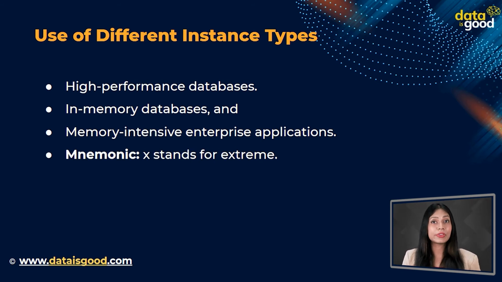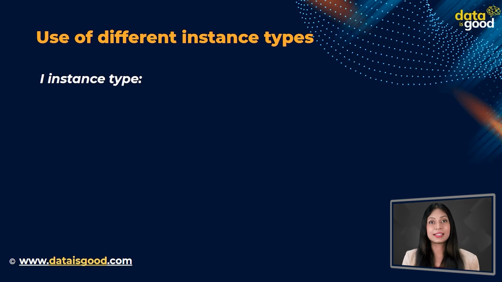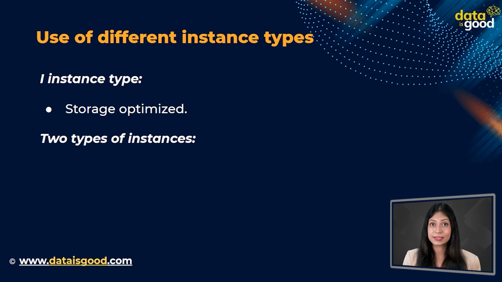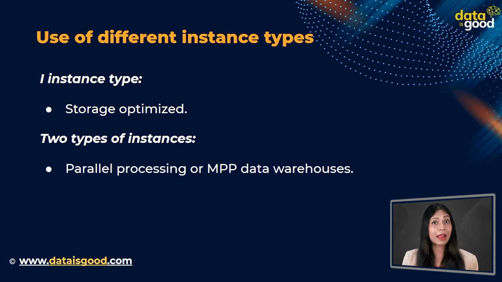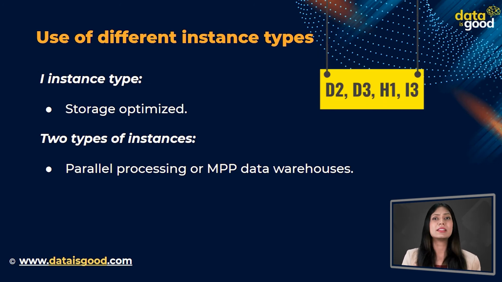The fifth type of instance is I instance types. These are storage optimized. It includes two types of instances. Storage optimized EC2 instances are used to support high I/O workloads like parallel processing or MPP data warehouses. These instances can also be used to run MapReduce or Hadoop distributed workloads. Within the storage optimized instances, there are various types such as D2, D3, H1, I3, and so on.